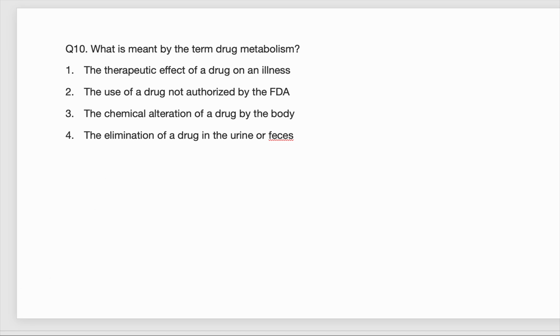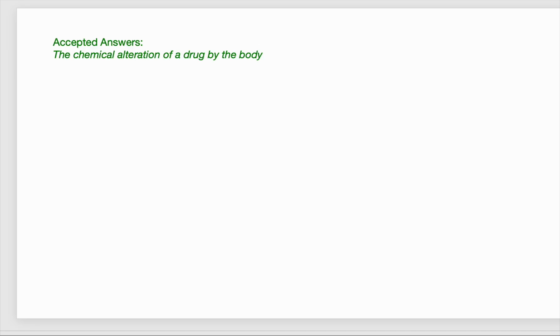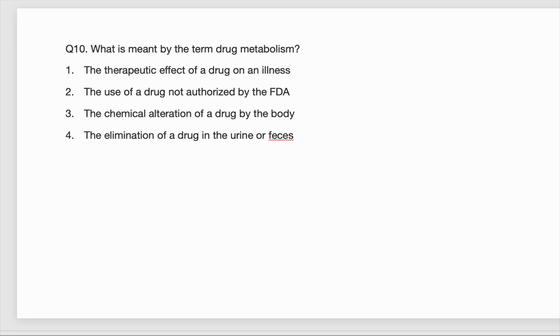Yeah, perfect. That's the correct answer because that's what we read in pharmacokinetics: the things the body does to the drug once it enters the body. So, chemical alteration of a drug by the body. That's the definition of drug metabolism. Very good.